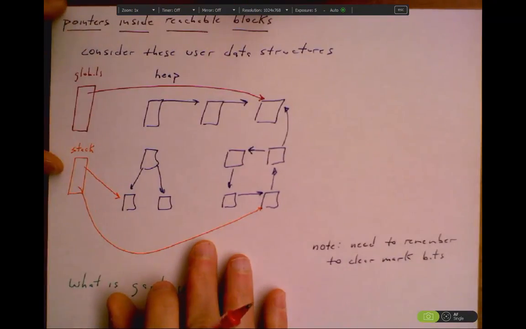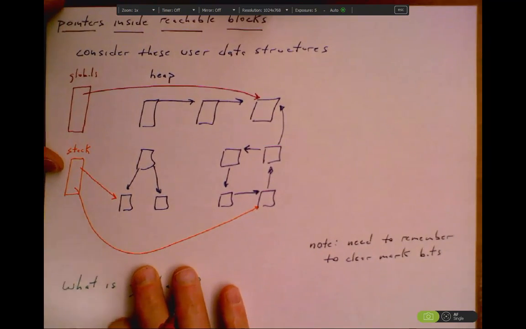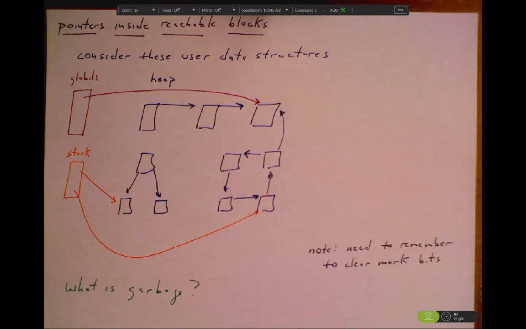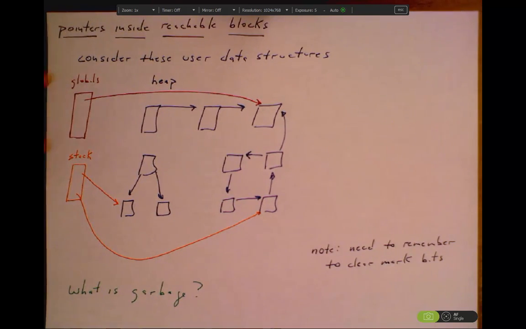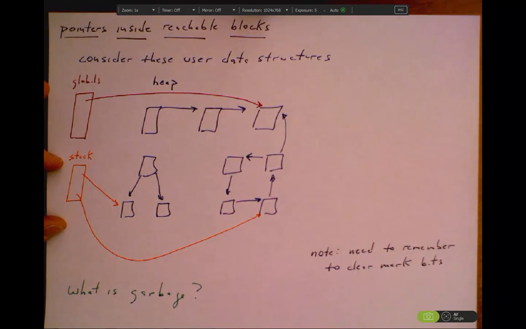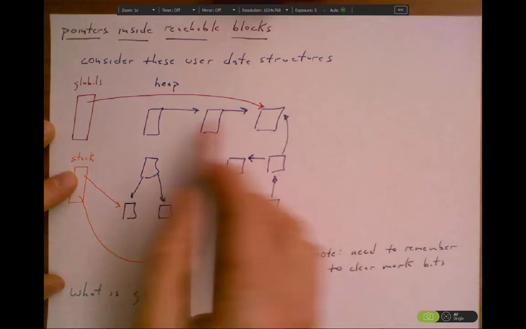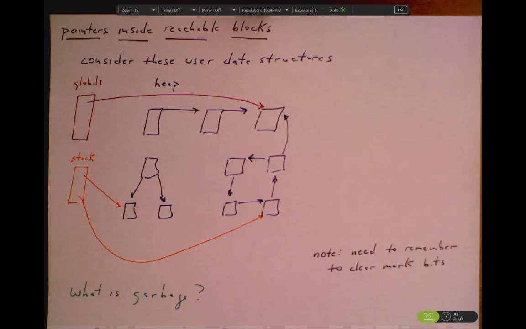Okay, what about pointers inside reachable blocks? Well, let's actually run a mark phase. I've drawn a diagram here where I show the roots of the garbage collection being the globals, an area where the global variables are stored, an area where the stack is, and then I've got some allocated blocks here that are linked together in various ways. These are user data structures that have been allocated and connected by the user.